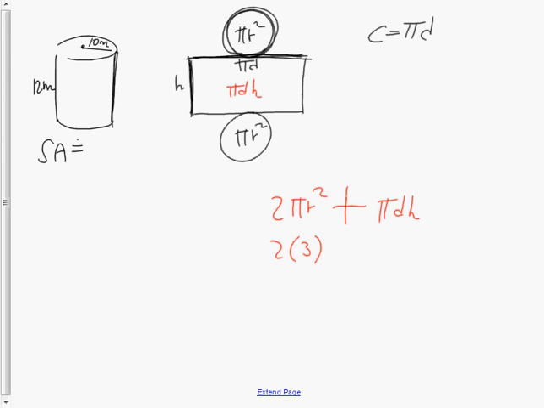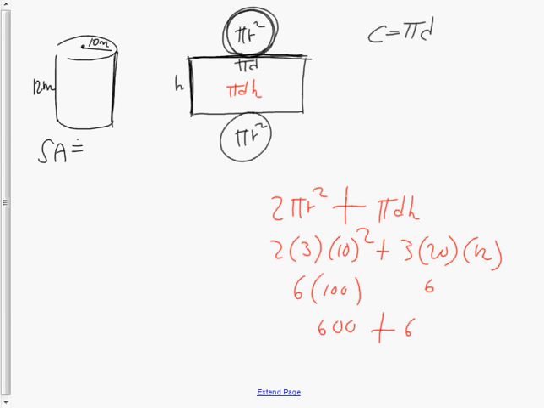Substitute everything I have in here. Since I don't need to be exact, I'm just going to use 3 for the pi. The radius is 10, so the diameter is 20, and the height is 12. This would be 6 times 100, or 600, which would be the area of 2 circles, each circle having an area of 300. And this would be 60 times 12, which is 720. When you put those both together, you get 1,320 square meters of surface that covers that cylinder. Okay, and that's the answer for that question.